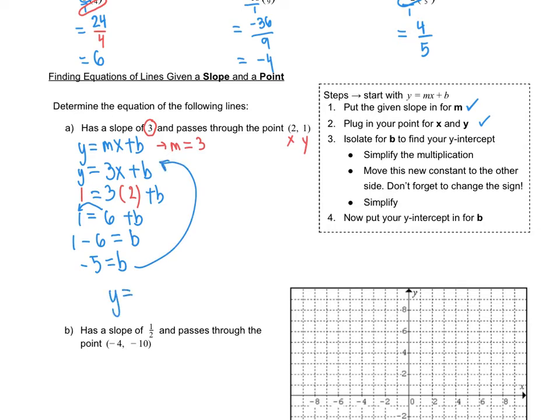And your general equation, that point is nowhere to be found anymore because your general equation should always have a y and an x in it. So y = 3x - 5. And honestly, when you're isolating for b, it will always be the same steps. You'll do your multiplication, then you'll bring that number to the other side with the opposite sign. So this is an algebraic way.